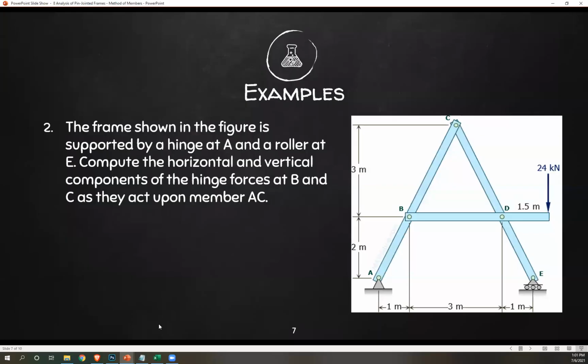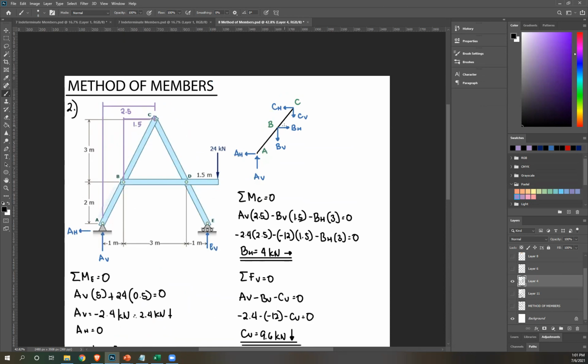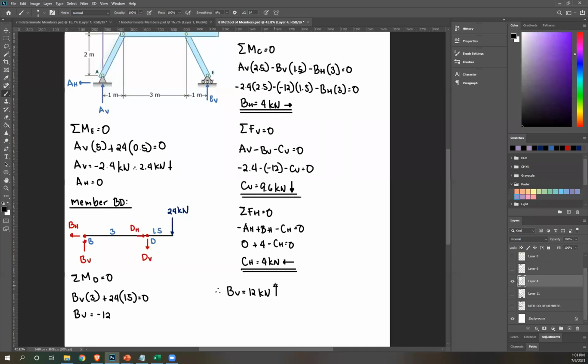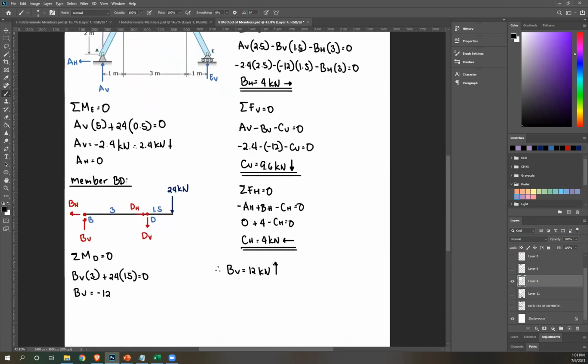What are we looking for again? Components at B and C. So let's start with B, BV. So BV is 12. Now how do I decide its direction? This is negative. Therefore, this is an incorrect assumption. BV is not downward. It's actually upward. Again, the directions are based on what's said on the problem, which is AC. This is an incorrect assumption since I got a negative answer. So therefore, the correct one is upward, the opposite.